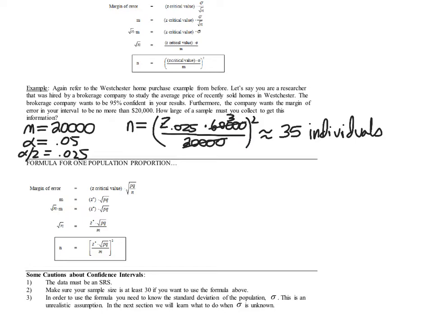So is Z alpha divided by 2? And how do we find, do we just put that in our calculator? Yeah, that was the inverse norm.